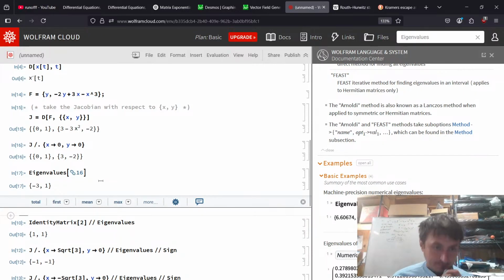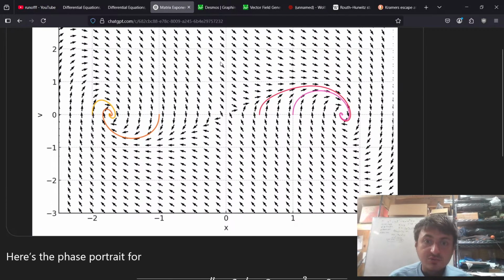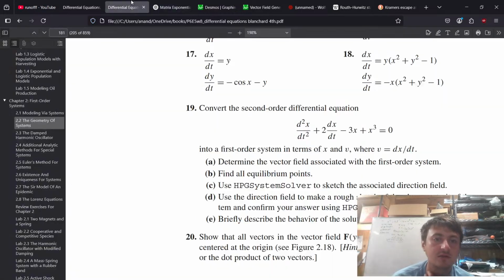Wait, okay, so actually this is a saddle, which actually looks way more correct. This is clearly a saddle. Because we have this, and if we looked at the eigenvectors, we'd see that there is something that goes to this saddle.